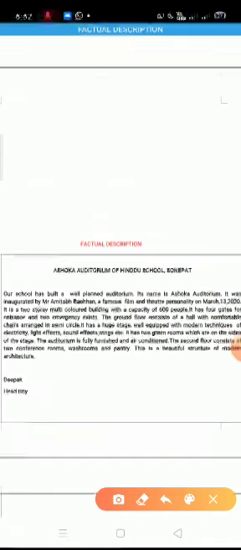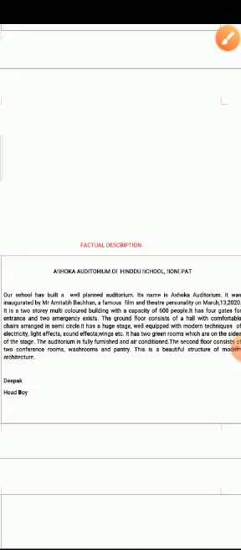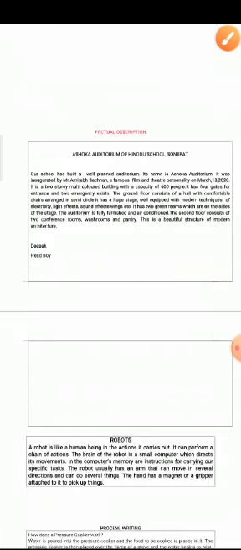Now I will talk about some examples through which you will understand in a better way how to write a factual description. This is an example of a building, Asoka Auditorium of Hindu School, Sonipat. Suppose you have to describe the building, this auditorium hall. You will describe it this way.